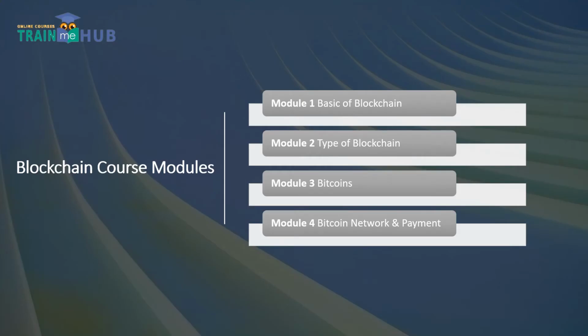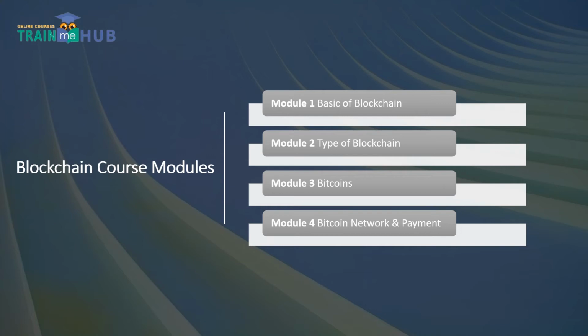Now let's talk about blockchain course. Blockchain course is divided into 4 modules. Module 1 will talk about basics of blockchain. In this module, we'll cover topics like distributed system, what is blockchain, elements of blockchain, how blockchain works, tier of blockchain, and benefits of blockchain.